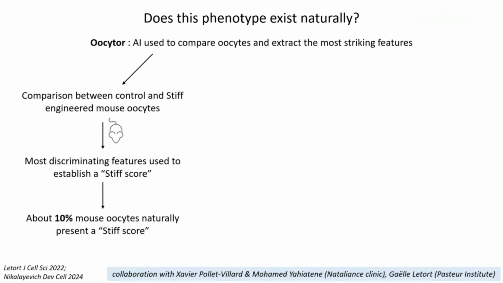So we compared the control and stiff engineered mouse oocyte. We extracted a stiff score that is the most discriminating features used to discriminate this population. We applied these stiff scores to about 300 movies of maturating mouse oocyte, and we could see that 10% of these natural mouse oocyte display the same phenotype as in engineered mouse oocyte, suggesting that this phenotype does exist naturally.